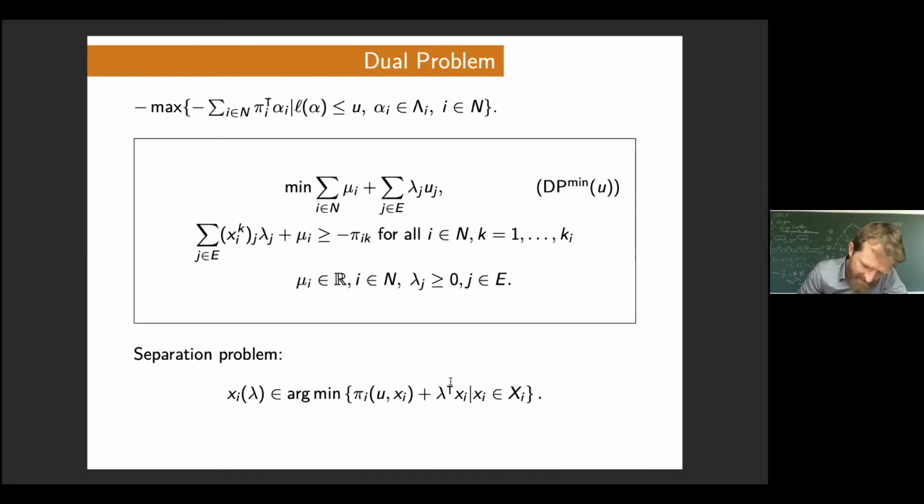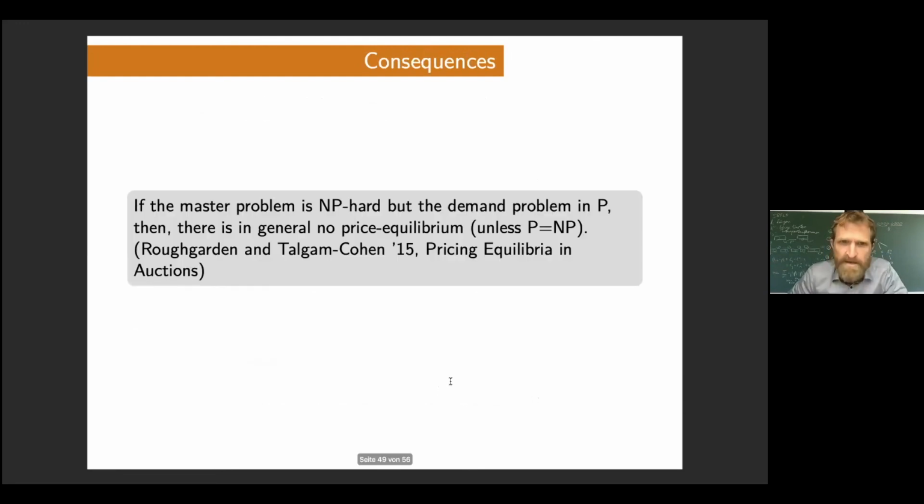And this Gedankenexperiment leads to the following insight. If we can show that the integral master problem is NP hard, but the demand problem is polynomial time solvable, we can solve the dual, and by strong duality the convexified LP, and then we would also get the objective value of the master problem. But if that is NP hard, then unless P equals NP, this is impossible.